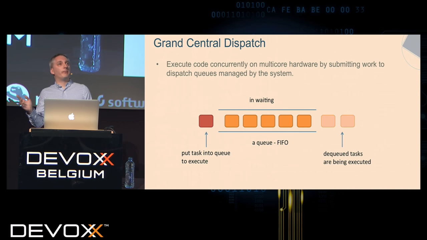The library itself is called libdispatch, but the marketing name for it is Grand Central Dispatch. The basic idea is that you can execute your code on multi-core hardware by submitting your code to dispatch queues, which are all managed by the system. All of these queues are first in, first out. So you put a task in on the left, it's managed by the dispatch system, eventually it's executed, and then your code runs. It's an abstraction which doesn't involve threads.